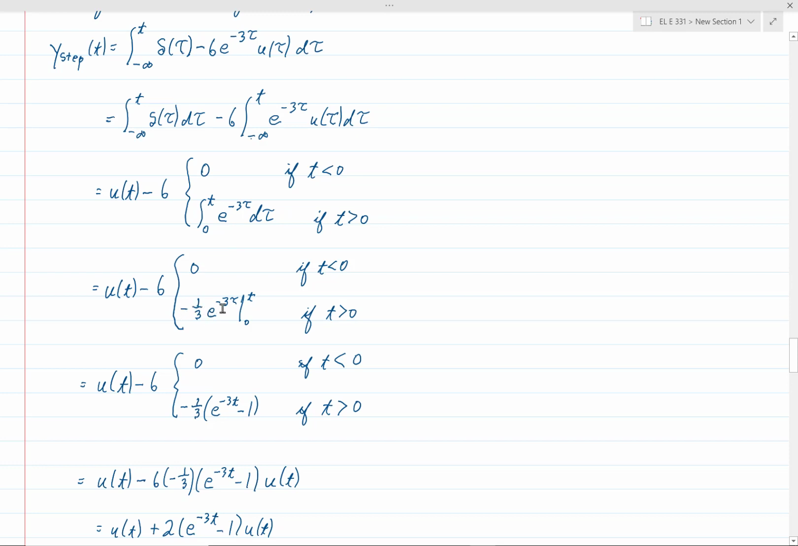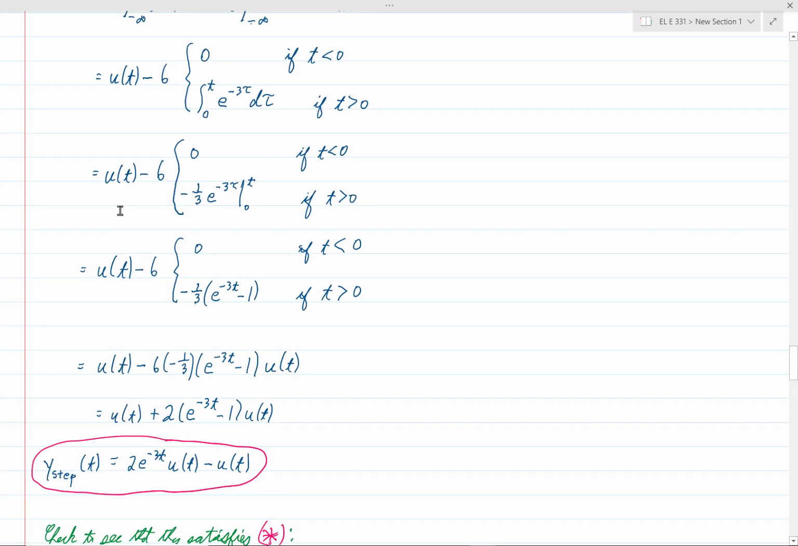So this is negative 1/3 e to the minus 3 tau evaluated from 0 to t if t is greater than 0. And so then bringing things down, e to the minus 3 tau evaluated at tau equals t just becomes e to the minus 3t. And at the lower limit, when we subtract the value at the lower limit, e to the 0 is just 1. So that's what we've done there.